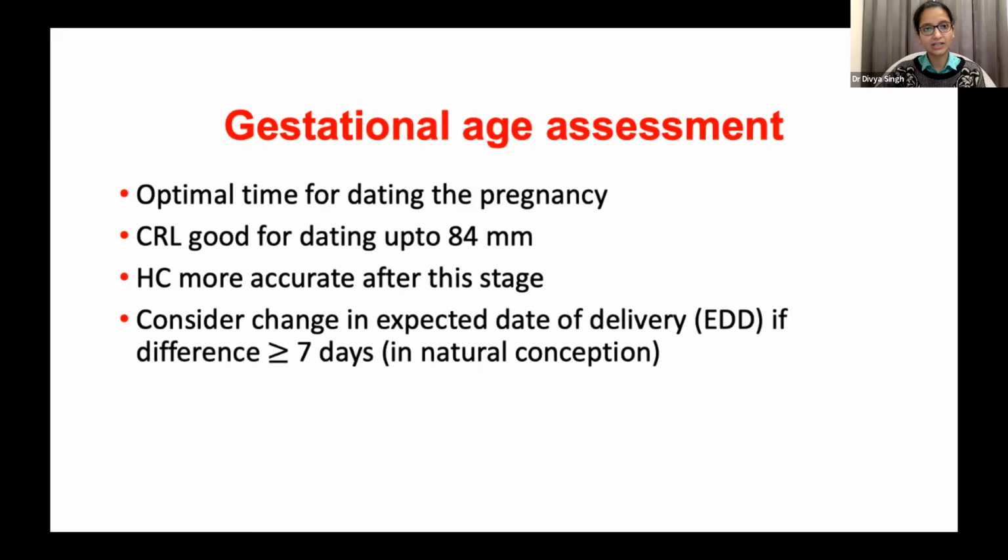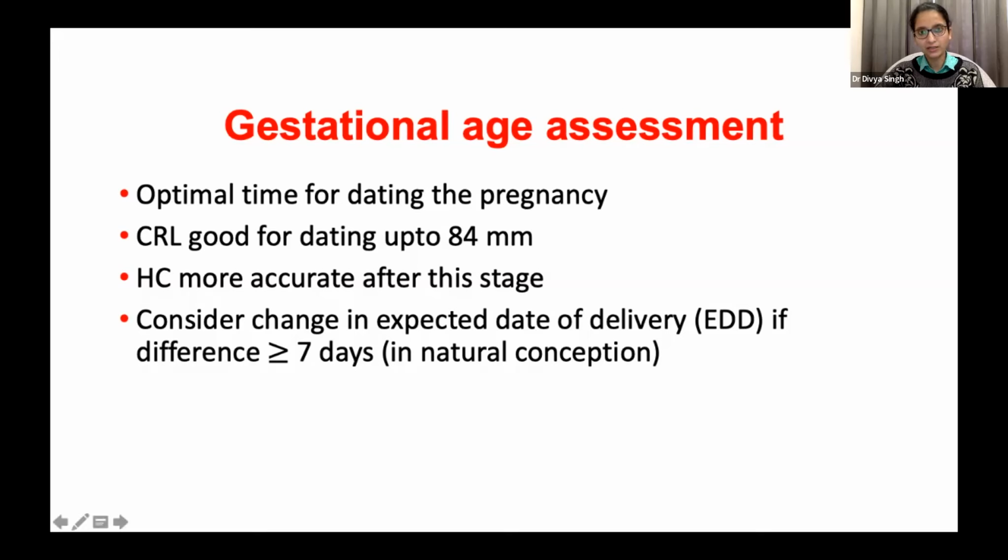Coming to gestational age assessment, as I said earlier, we can measure crown rump length between 11 to 14 weeks, and CRL is good for dating the pregnancy up to 84 millimeters. After 84 millimeters, the fetus tends to be more hyperextended. Even if you see a fetus around 80 millimeters, the fetal neck tends to be more hyperextended at this time, and hence CRL loses its accuracy in determining the gestational age. And after that, one should rely on head circumference to date the pregnancy.